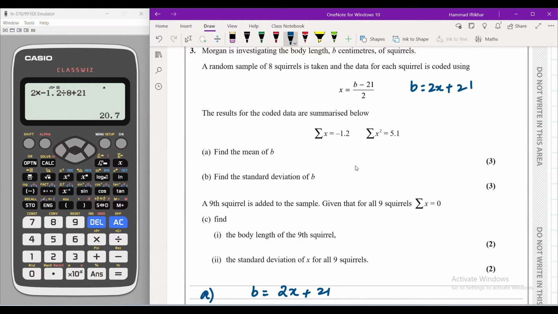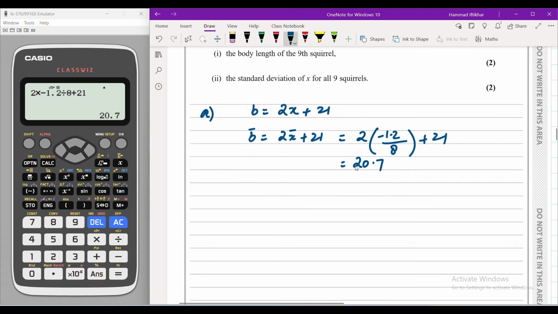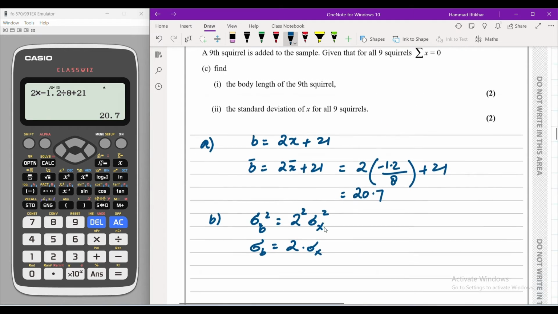That is also straightforward. If I have this equation, b is equal to 2x plus 21, so variance of b will be equal to 2 squared times variance of x, or since we're looking for standard deviation, sigma b would be just simply 2 times sigma of x. So basically we need to find out the standard deviation of x.